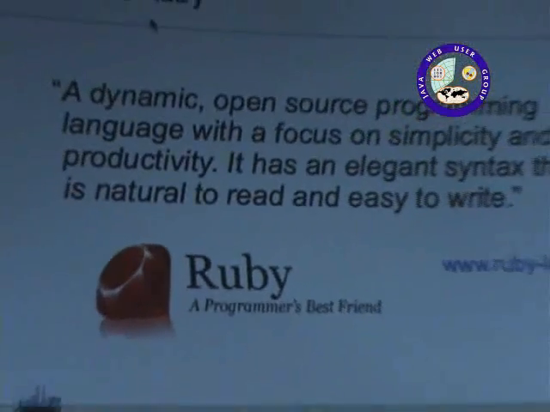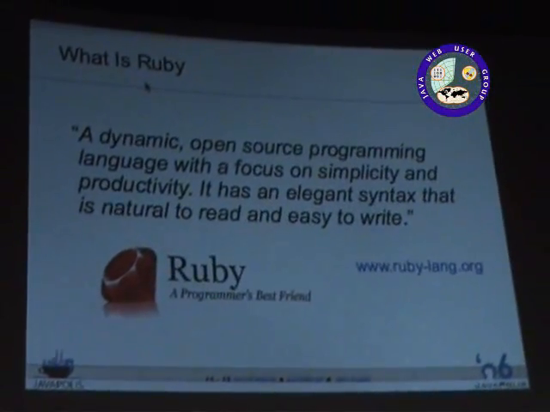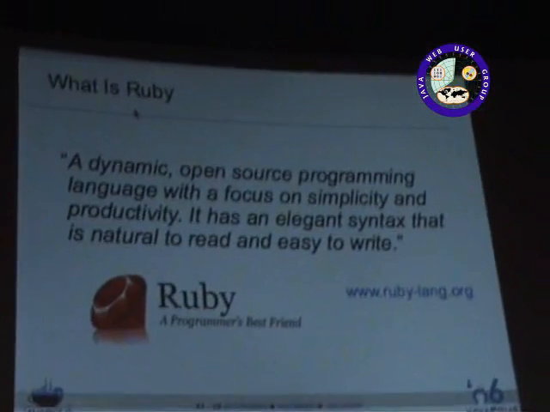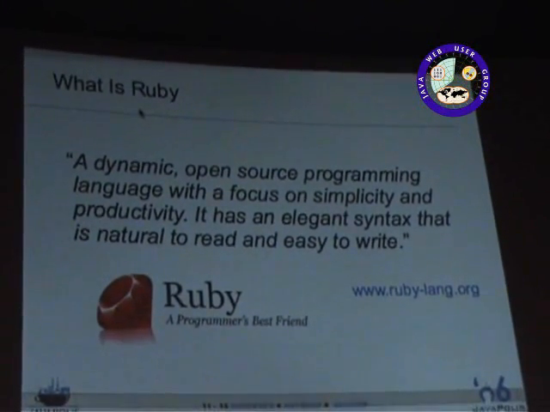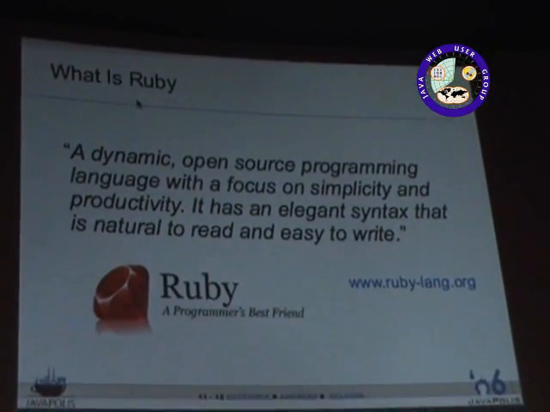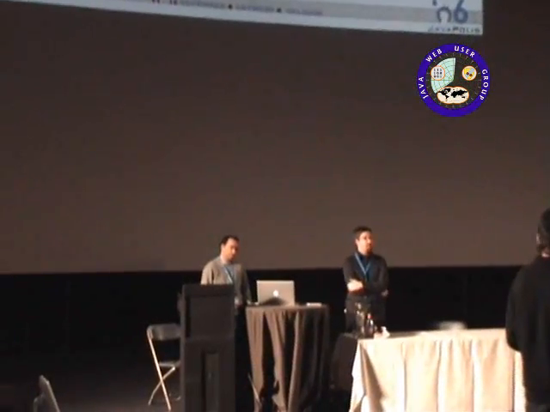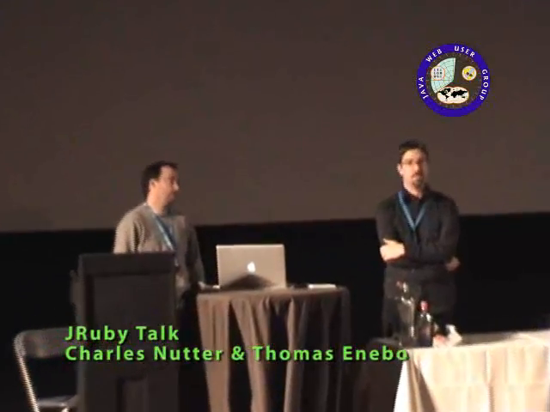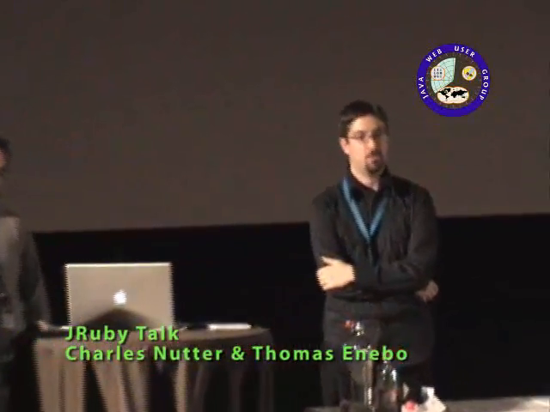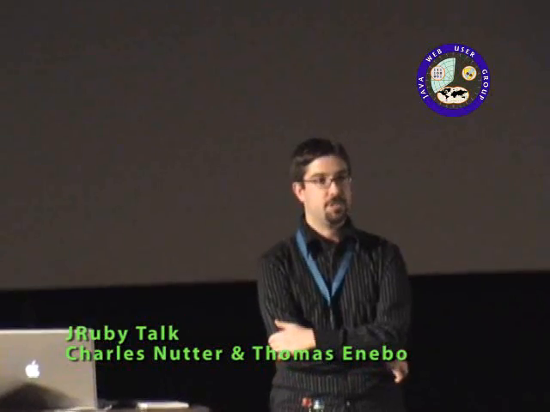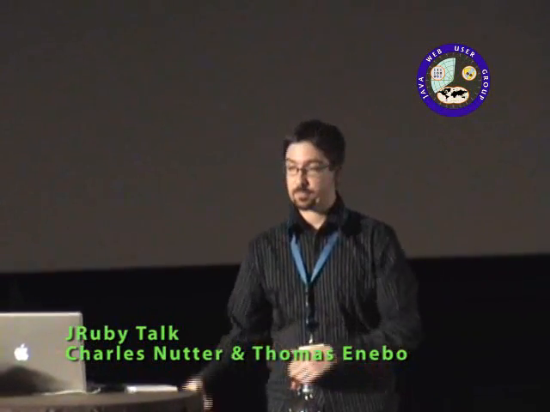So, what is Ruby? Well, this is a quote from Ruby's own homepage. They say it's a dynamic, open source programming language with a focus on simplicity and productivity. It has an elegant syntax that is natural to read and easy to write. Now, of course, pretty much any language designer is going to claim almost exactly the same thing about their language, but being the Rubyists that we are, we believe that Ruby, more than other languages, actually fulfills this promise. And hopefully by the end of the talk you'll see that it does as well.